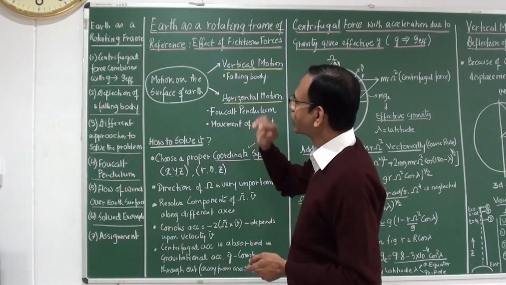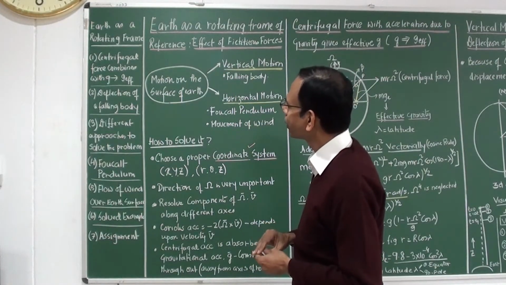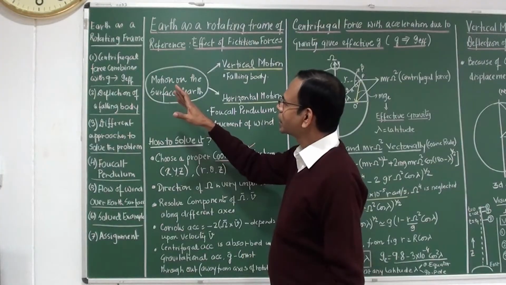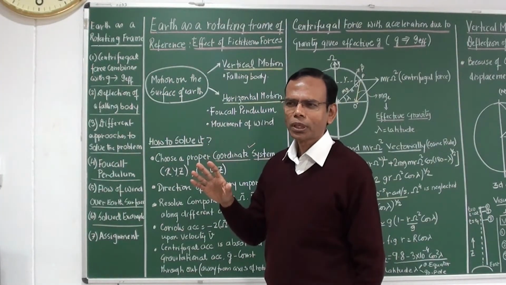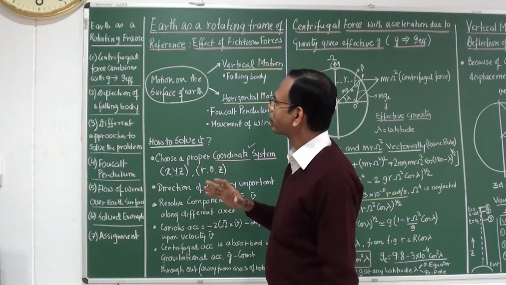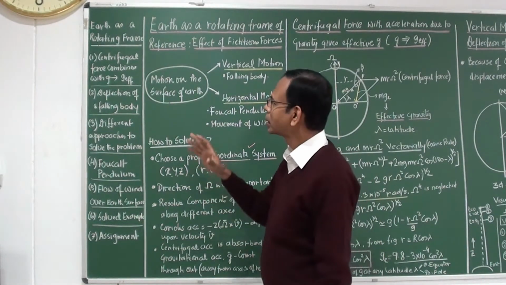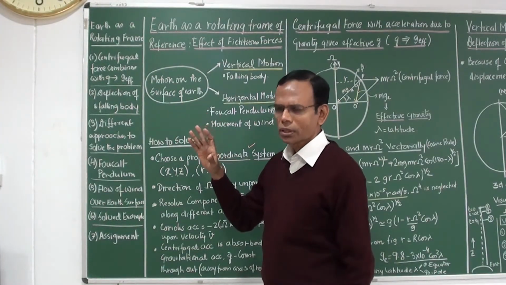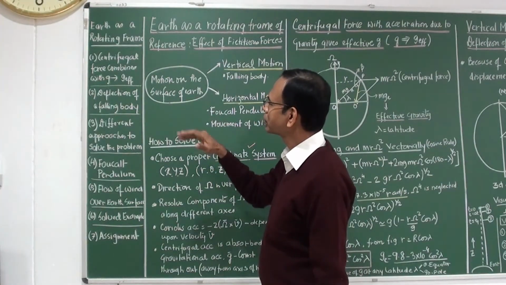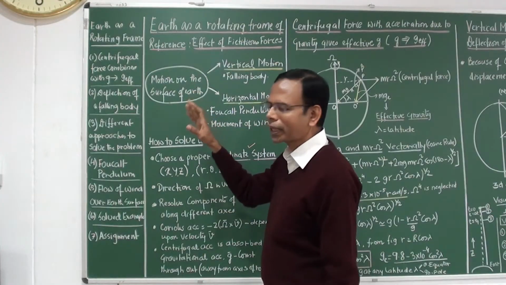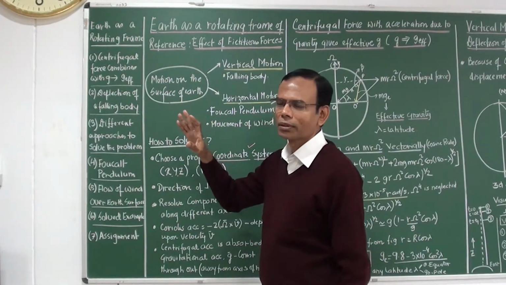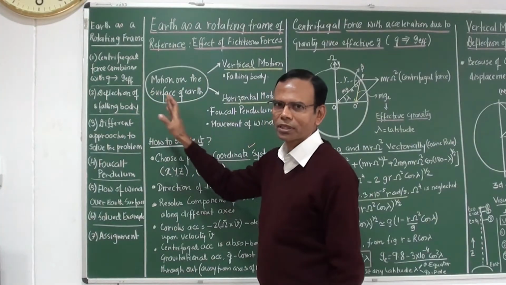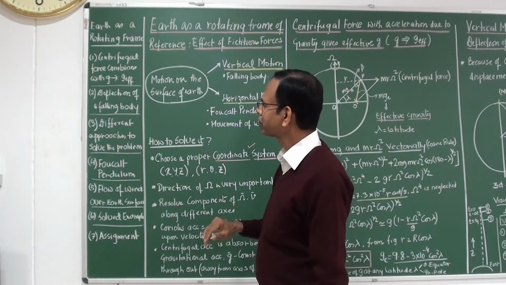So Earth as a rotating frame. First of all, we will see that both centrifugal force and Coriolis force are there, which affect the movement. Centrifugal force is usually much smaller. So centrifugal force combines with the value of g, and that is g effective. That is the first topic we will study.